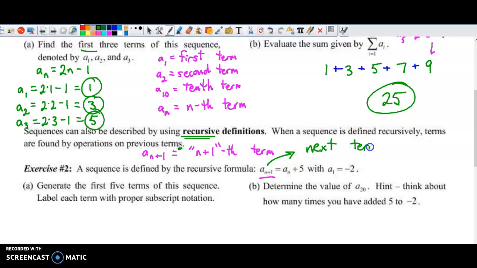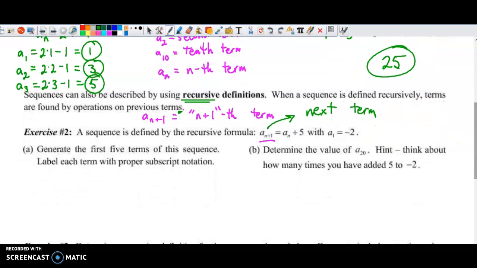I'm going to try and keep this slow because this generally confuses students. This means we know the first term is negative 2. So the first term is negative 2. If you're confused by that, re-watch the video. Remember I said a subscript 1 means the first term. The word "is" is for the equal sign, and then negative 2.